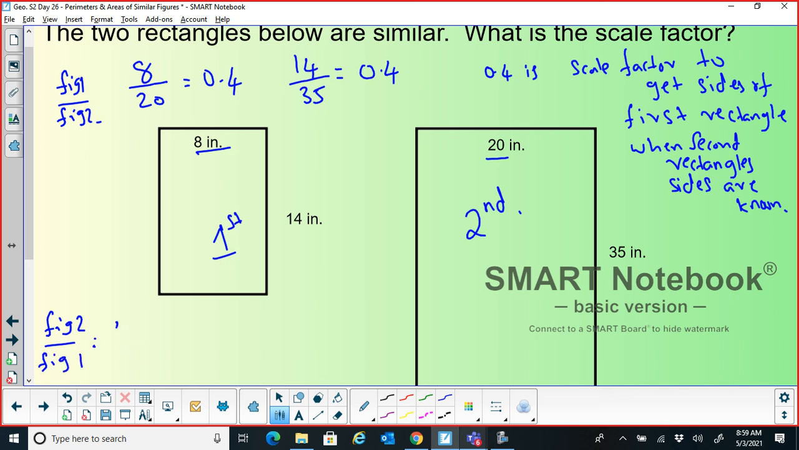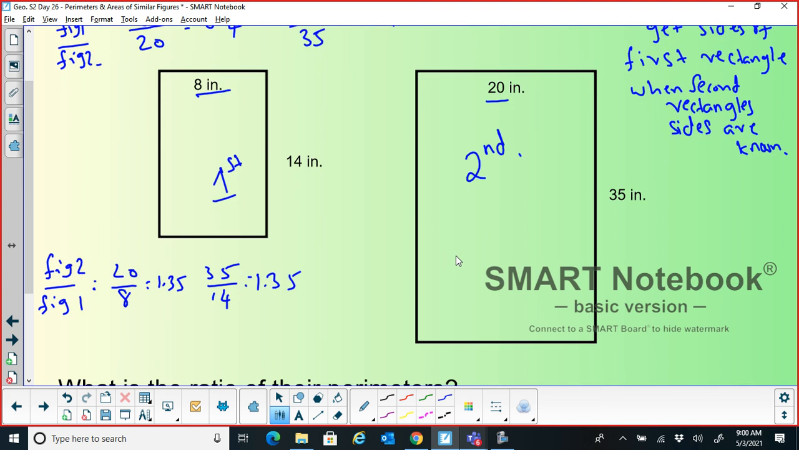That is nothing but 20 divided by 8, which will also give you 1.35, and if you want you can check the other one also, 35 divided by 14, that will also give you 1.35. This is a scale factor when they give you a side in figure 1 and you can get a corresponding side in figure 2 by multiplying by 1.35. Okay, it's a scale factor to go from figure 1 to figure 2.